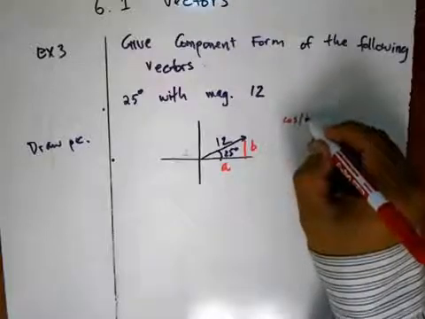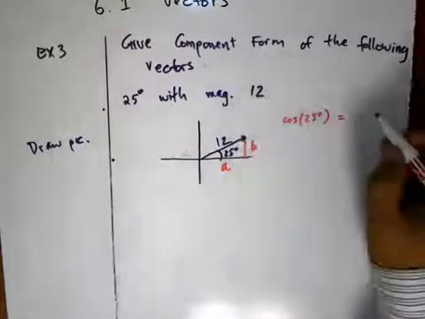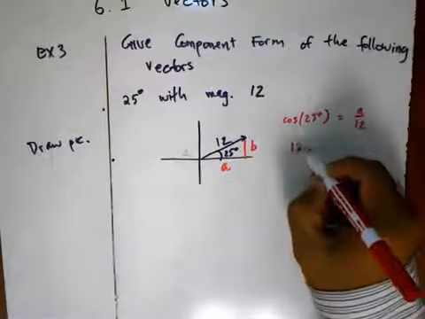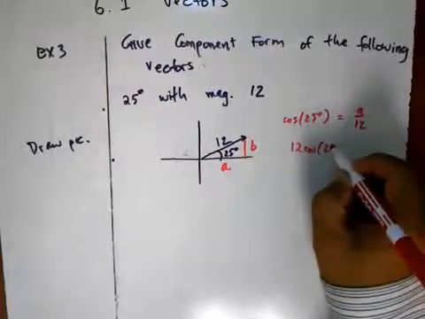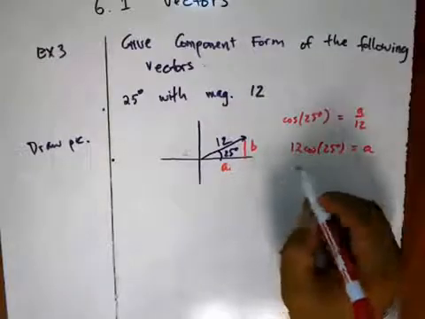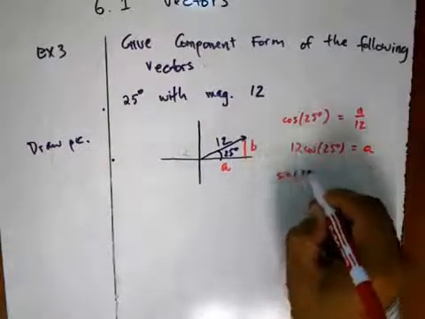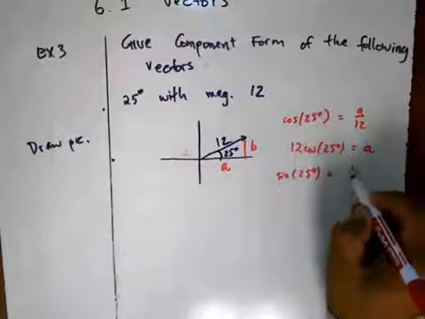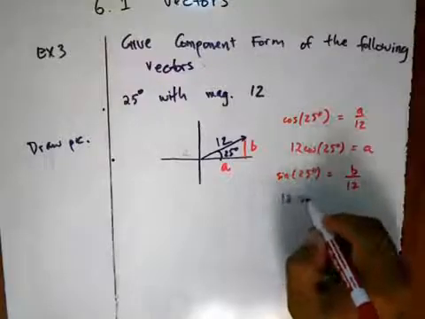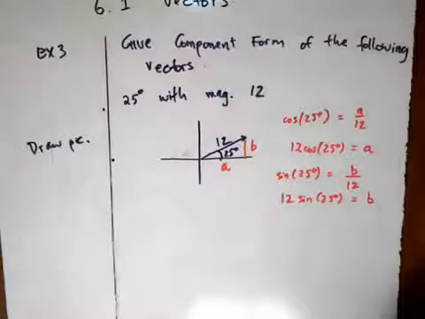So you can see that the cosine of 25 degrees is equal to the adjacent over the hypotenuse. So that gives me A over 12. That means 12 cosine 25 degrees is equal to A. And then I can also do the same thing for B. Sine of 25 degrees is equal to B over 12. Thus, 12 sine of 25 degrees is equal to B.